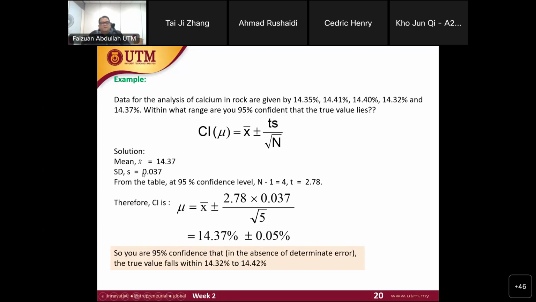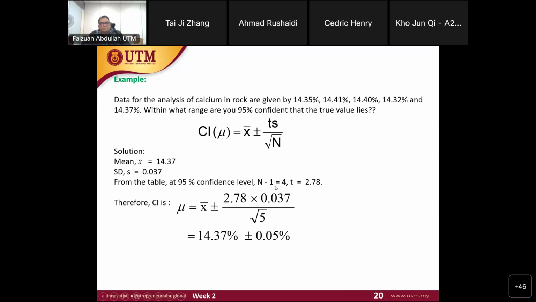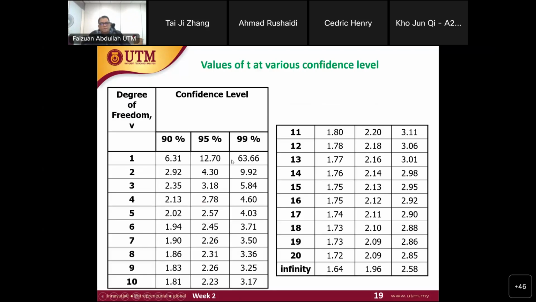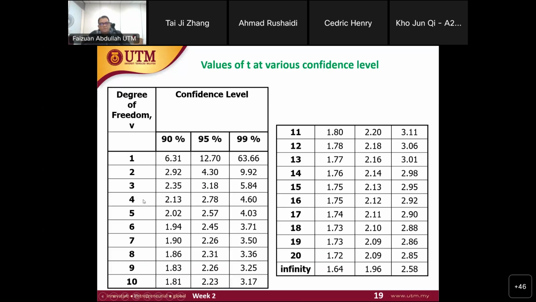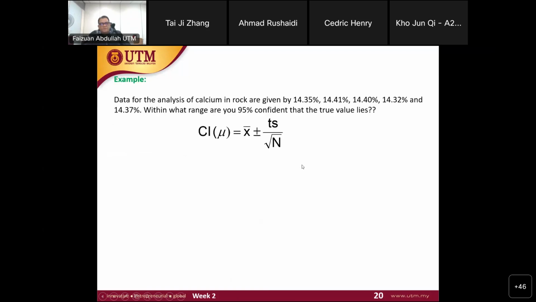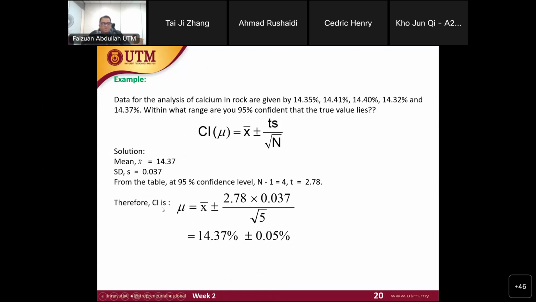Okay, the solution: the mean is 14.37. The standard deviation is 0.037. From the data table at the 95% confidence level, N minus 1 is 4, so t is 2.78. Where is it? This one is the t value. We have N is 5, so we need to minus 1, and N minus 1 is 4, at 95%, 2.78.